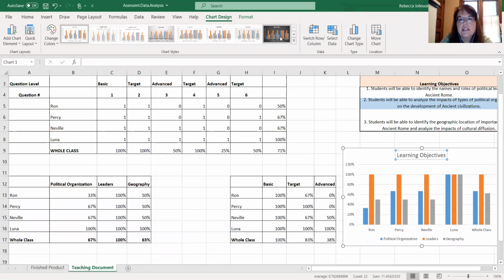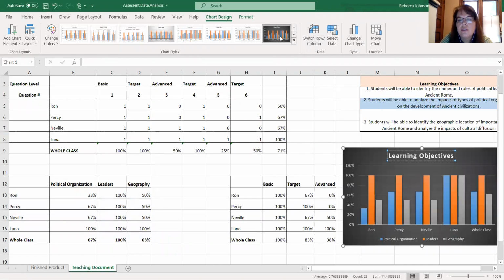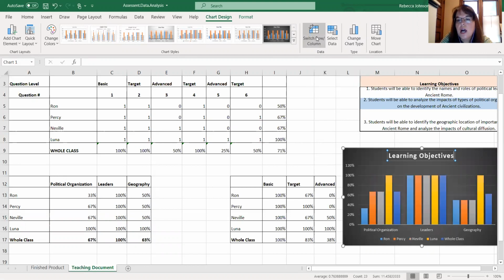While I'm on this, you'll notice that when I'm on the chart, there are a number of different things. I can change the colors. I can do all kinds of things. This is really important. I'm going to hit switch row and column data. Okay, why am I doing that? I'm doing that because I want to talk specifically about the learning objectives, right? So what are people getting in terms of learning objectives? Now, maybe I don't want the whole class on there, but I actually do. It's up to you. You could just do individual people. But this is learning objectives.